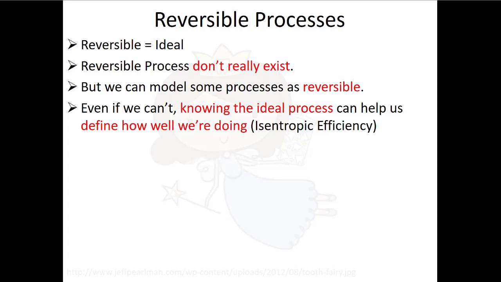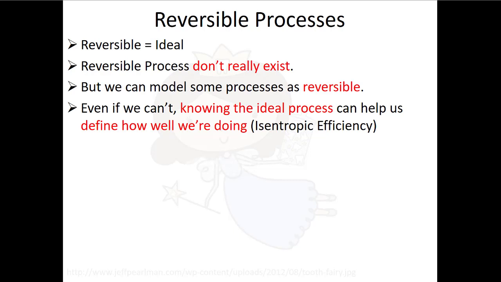So over the last few classes, we've been talking about reversible and irreversible processes. We know that reversible processes are ideal, but that they don't really exist. But even though they don't exist, it's helpful to understand what the ideal process looks like because it gives us the limit of our performance. And it can give us some equations that help us to see how we can get better performance out of a real process. So knowing the ideal process can help us define how we're doing.